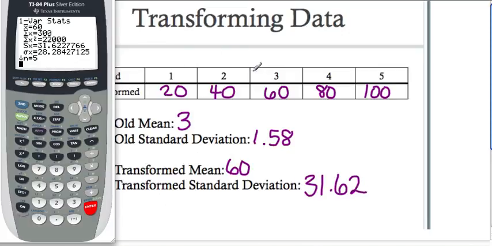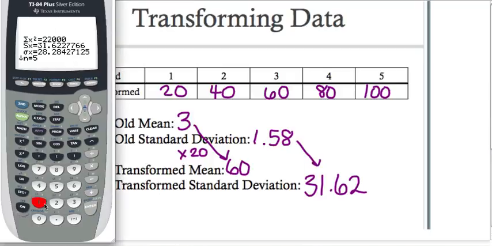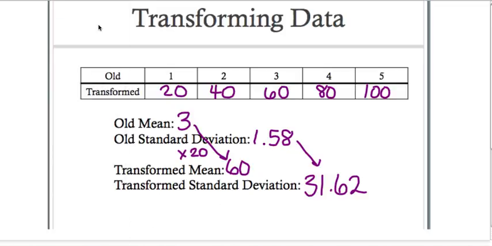When I multiplied my individual values by 20, it looks like my mean was multiplied by 20. And my standard deviation, I can use my calculator to confirm, 1.58 times 20 does give me 31.6. So if I take every single data point and multiply by some value, the mean gets multiplied by that value and the standard deviation gets multiplied by that value as well.